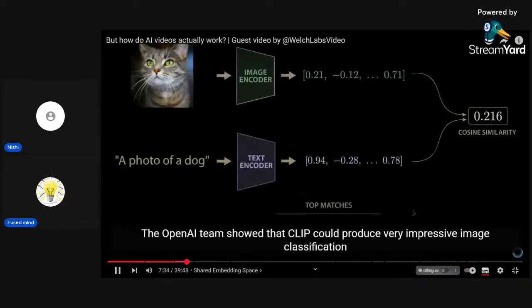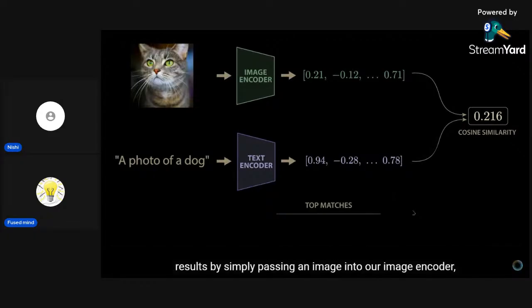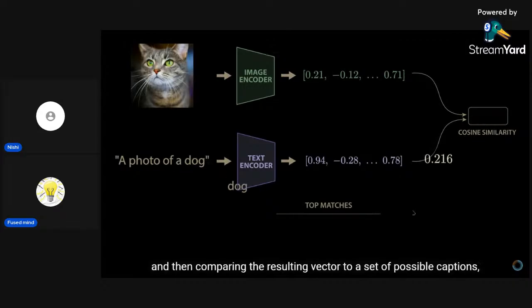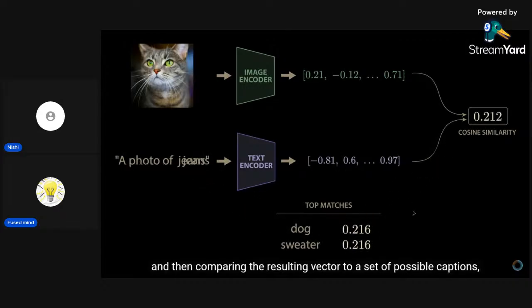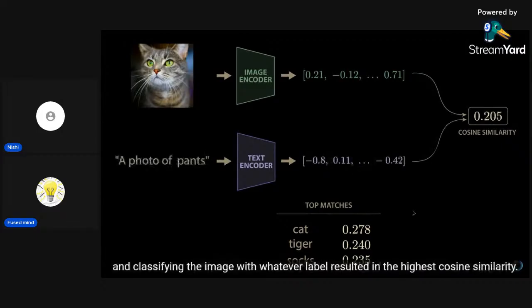The OpenAI team showed that CLIP could produce very impressive image classification results by simply passing an image into our image encoder and then comparing the resulting vector to a set of possible captions, one for each label that could be assigned to the image, and classifying the image with whatever label resulted in the highest cosine similarity.